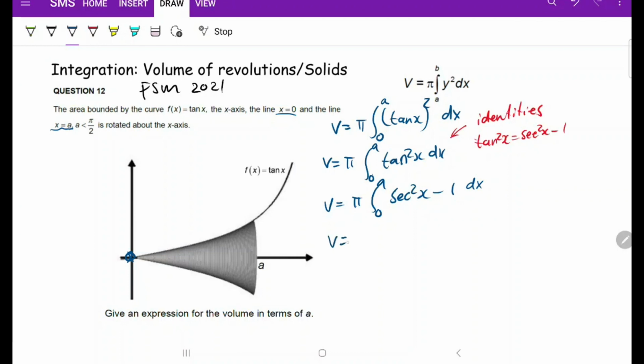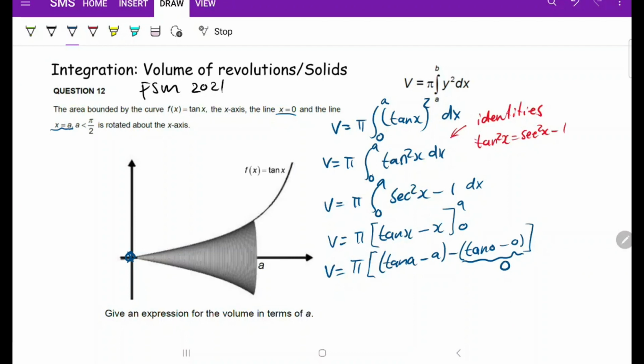And then we can now easily get the integral of sec squared x, which is just tan x, and the integral of minus 1 will just be minus x, and then we'll apply our boundaries to this. So if we use our boundaries, this will be tan of a minus a, and then minus that, tan of 0 minus 0. And I'm sure that you've guessed it right, that this whole expression equals 0. And therefore, the volume in terms of a will merely be pi times tan a minus a.